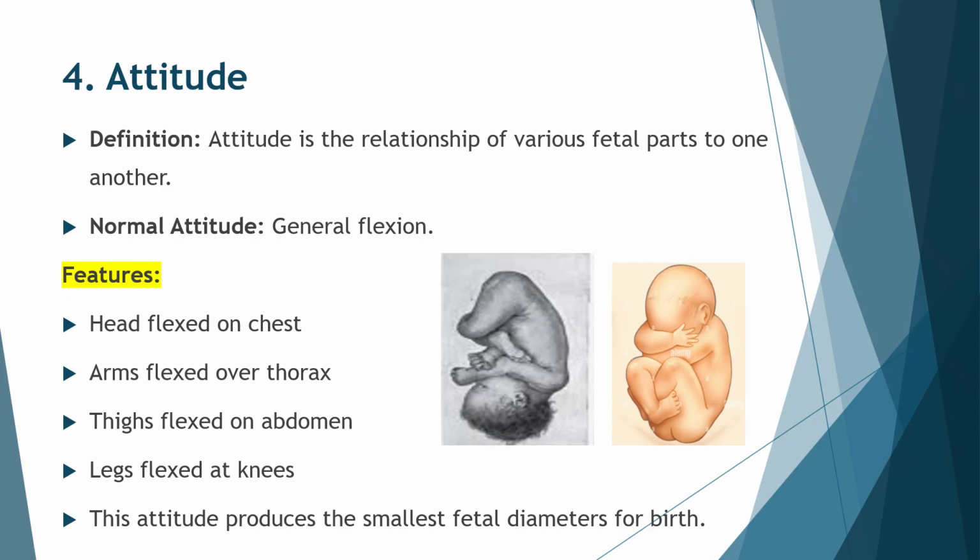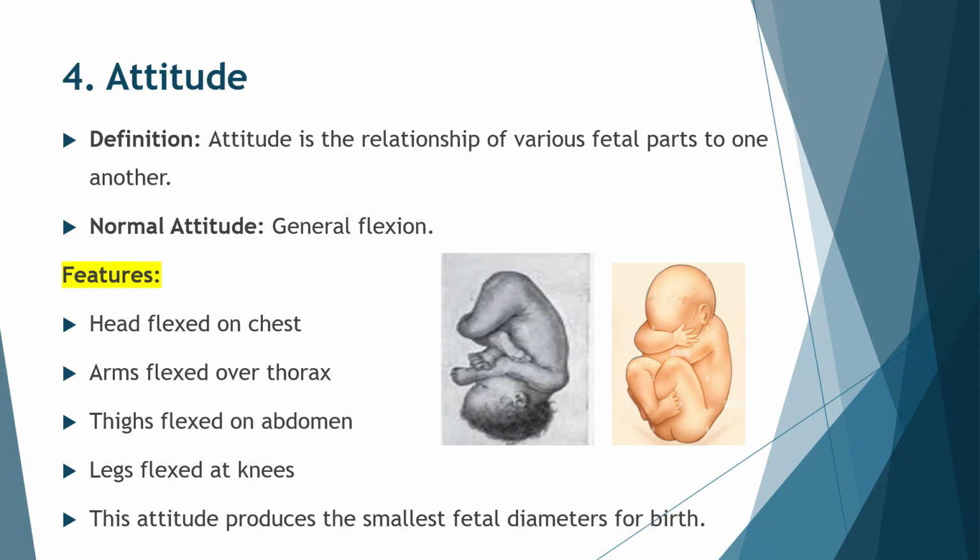The head is bent forward with the chin touching the chest. The arms are folded across the chest. The thighs are flexed onto the abdomen, and the legs are flexed at the knees. This flexed posture is considered the most favorable attitude because it presents the smallest fetal diameters to the birth canal, making labor and delivery easier.